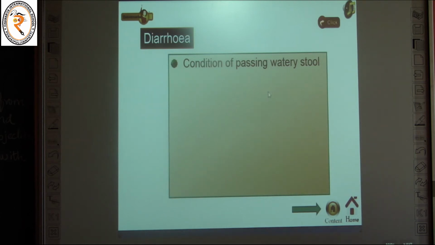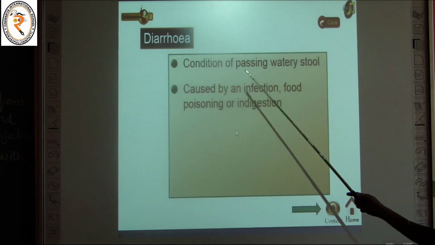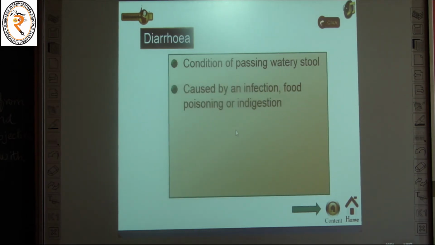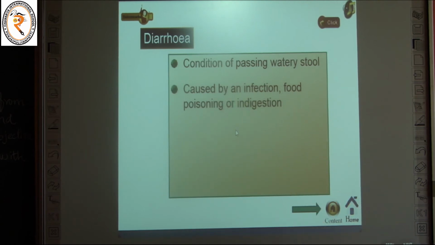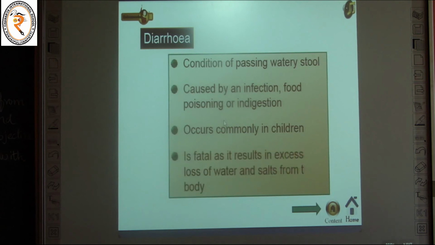What is called diarrhea? The condition of passing watery stools is called diarrhea. It is caused by an infection, food poisoning, or indigestion, and it occurs commonly in children. It can be fatal as it results in excessive loss of water and salts from the body. So this is about diarrhea.